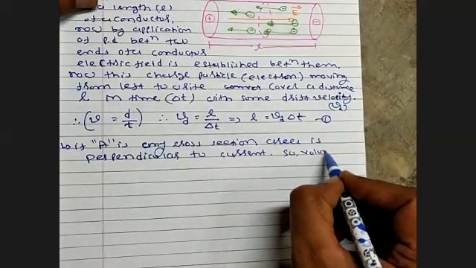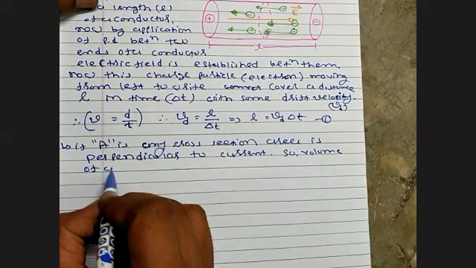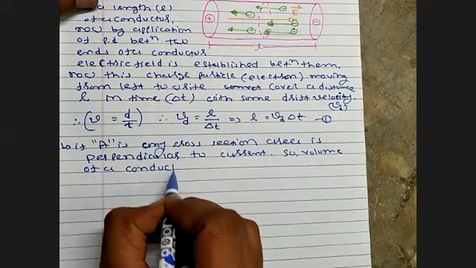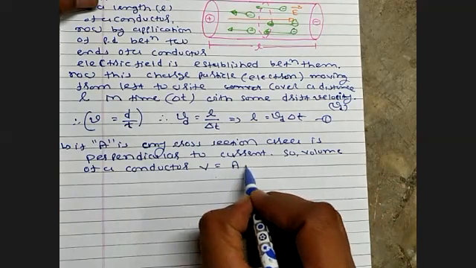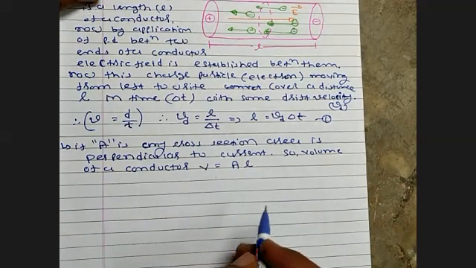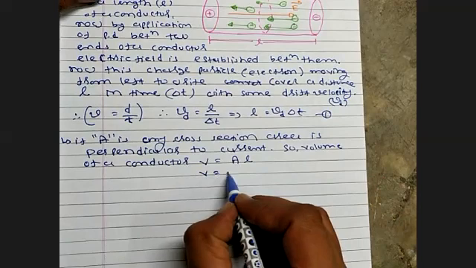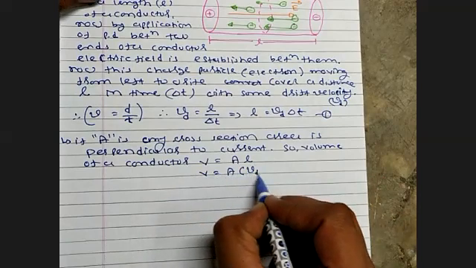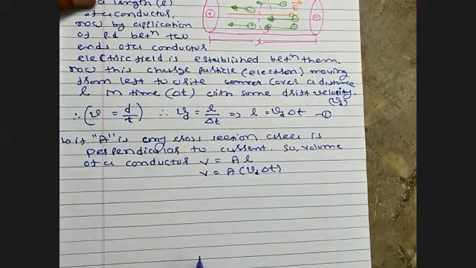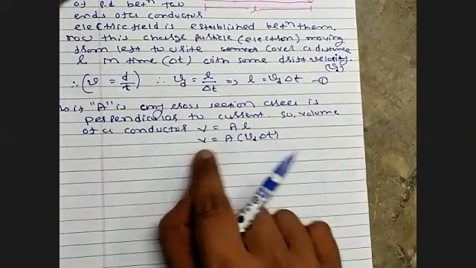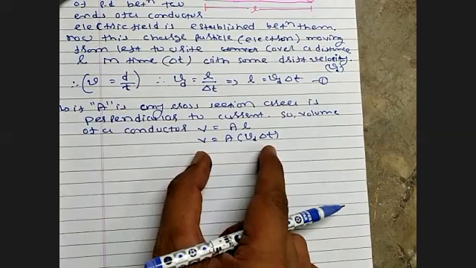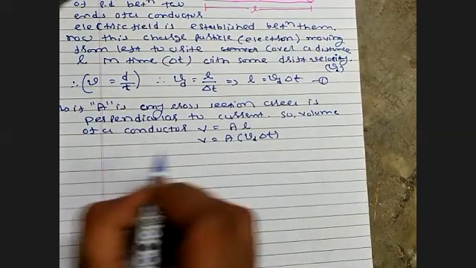So the volume of a conductor, V, is equal to A into L. L is equal to Vd delta T. So V is equal to A Vd delta T. That is the volume. Understand, this is the volume.